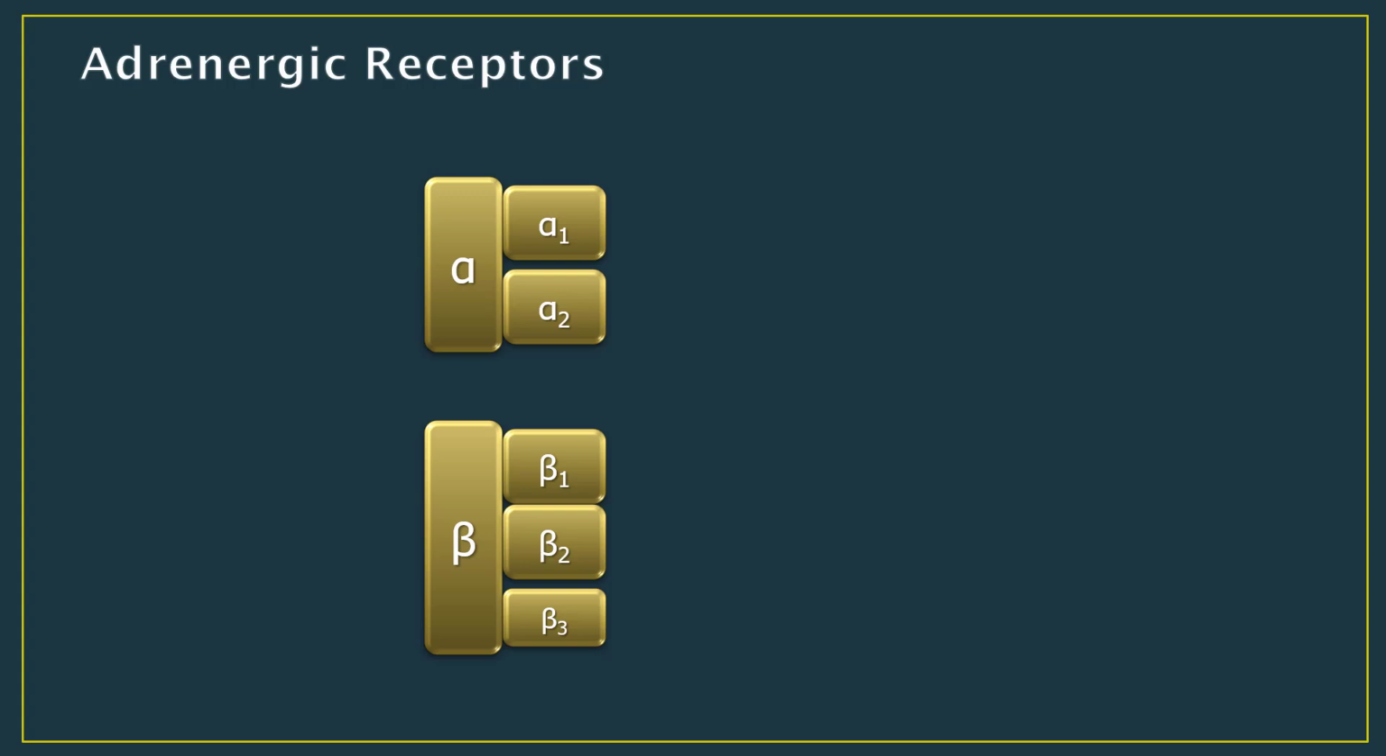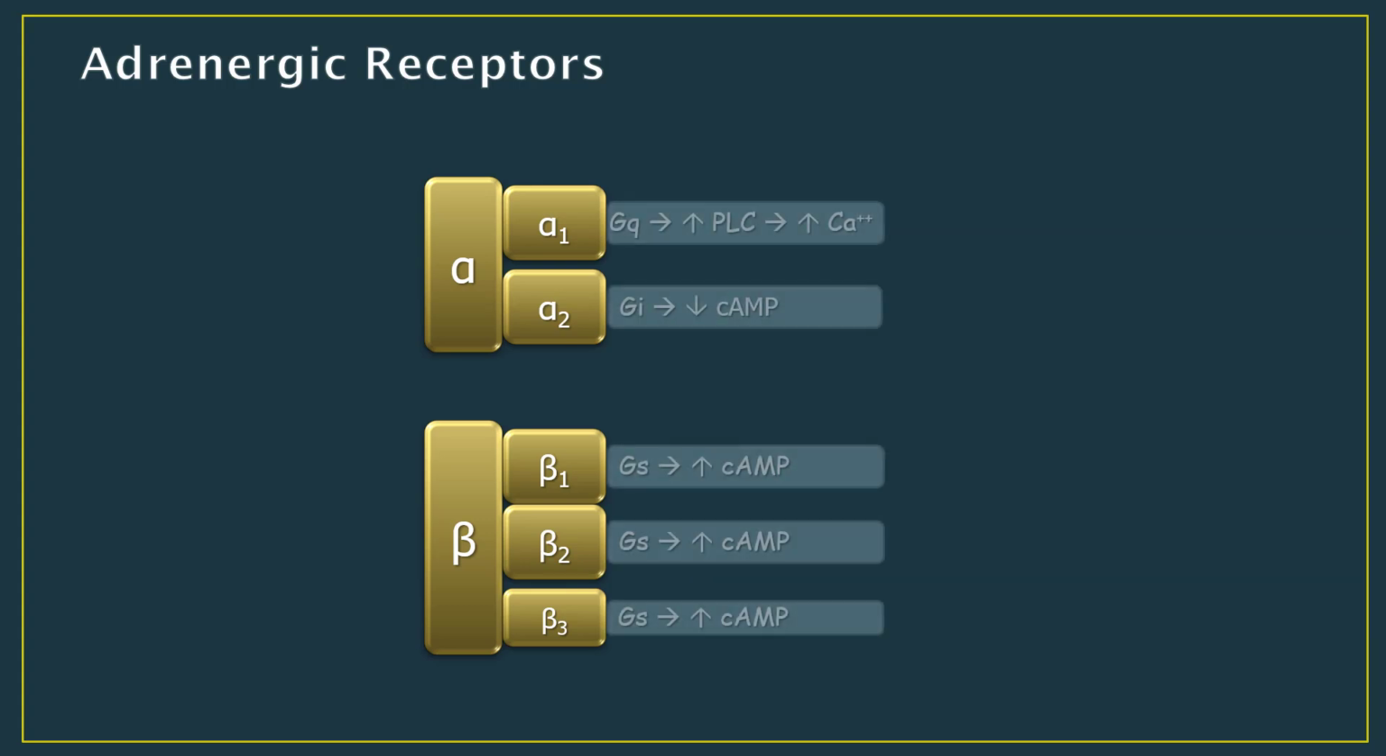How do these receptors work? When a ligand, epinephrine or norepinephrine, binds to these receptors, in the case of alpha receptors it will cause activation of G proteins, causing an increase in phospholipase C, eventually causing increased calcium in the target cells. Alpha 2 work through G inhibitory protein, decreasing cyclic AMP in the cells. Beta 1, beta 2, and beta 3, all of them work in a similar fashion. They activate G stimulatory proteins, increasing cyclic AMP in the target cells.